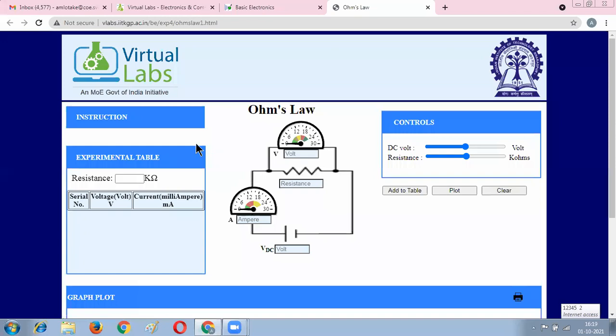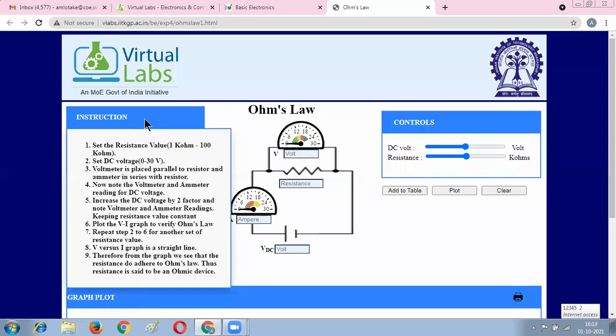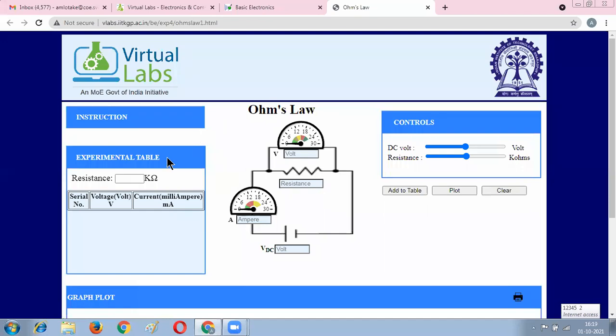So now here the various tabs are given. See, the first tab is nothing but the instruction. Whatever we saw in the instruction procedure is followed the same here. So this is the instruction that we will read step by step and then we'll go for the procedure part. Next is the experimental table. The table in your experiment is written for you. There is a serial number, voltage and current, and the current you get is in milliampere.